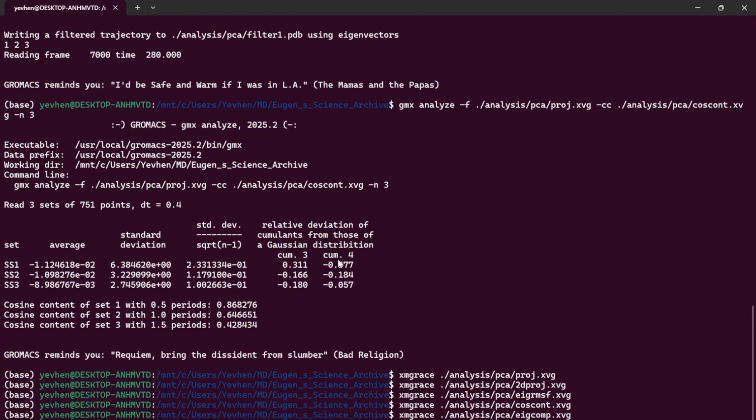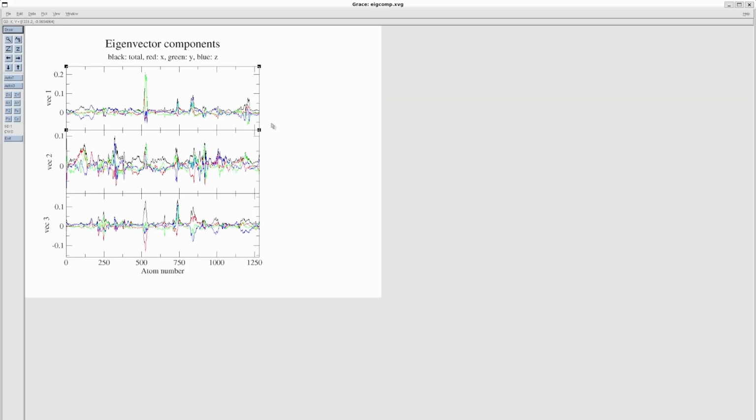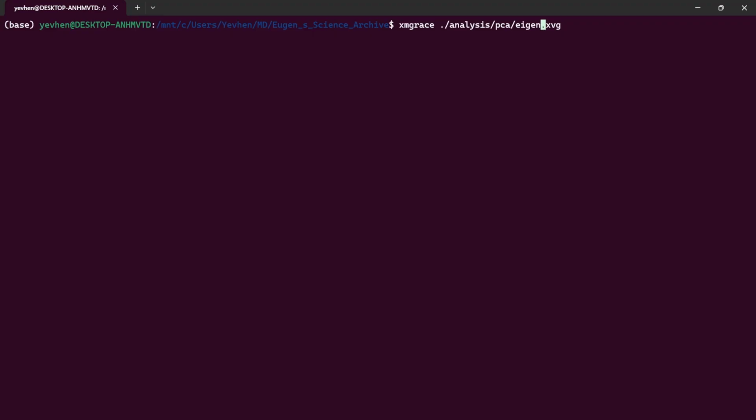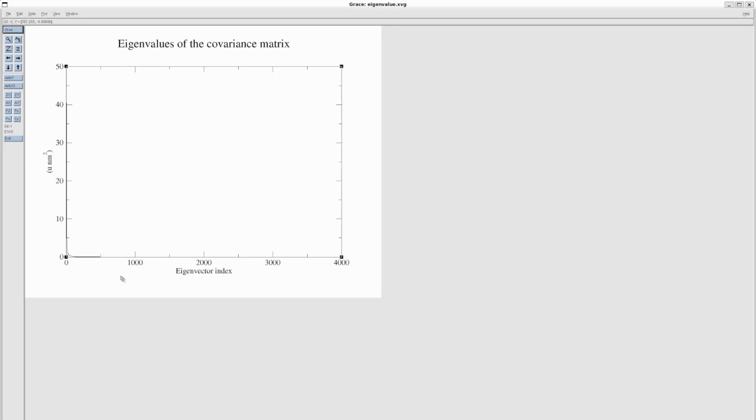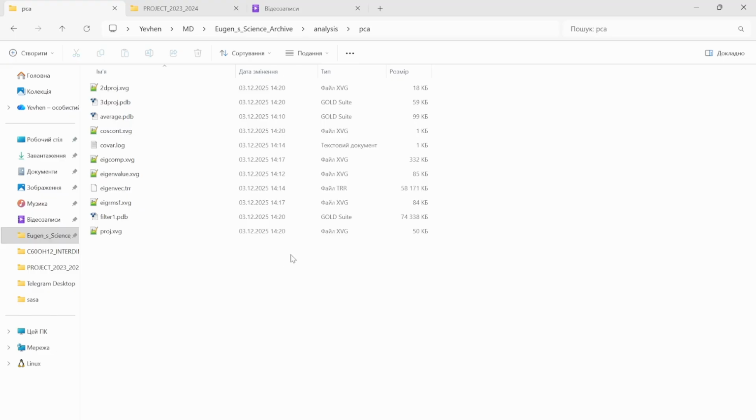With the XVG file of eigenvector components, you can visualize for each atom in which direction about the x, y, and z axis the motion occurs, and to which extent. So you basically can see which regions of your structure contribute the most to the conformational motion of a particular principal component. By analyzing eigenvalues, you can determine how much a particular principal component captures the collective motion of your selected index group of atoms. Now that we have plotted our data, let's check out the actual content of each file.